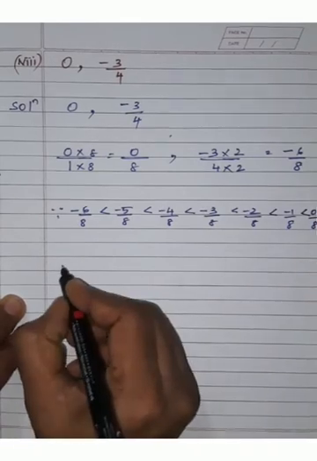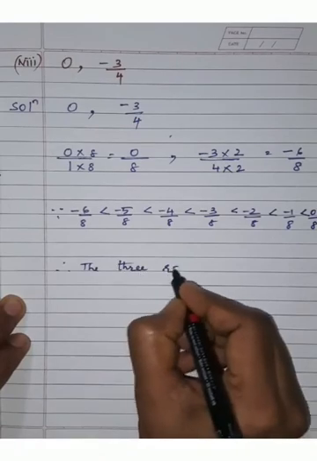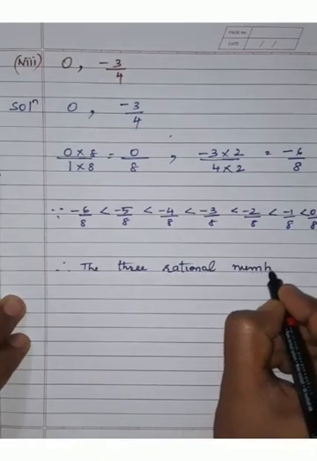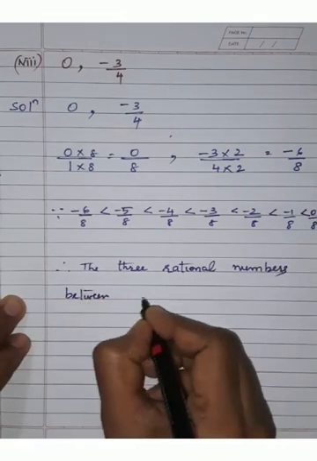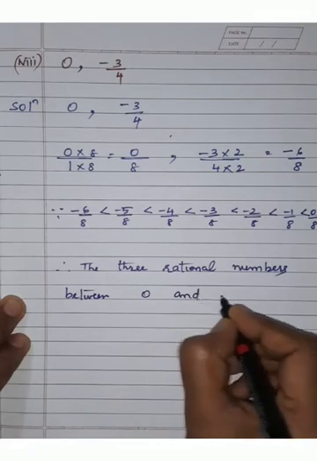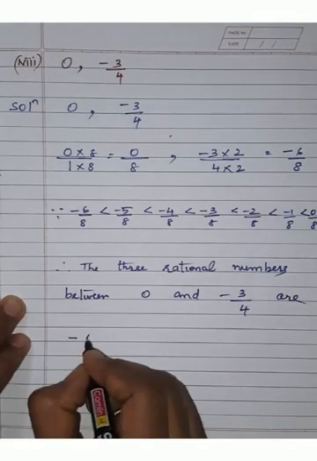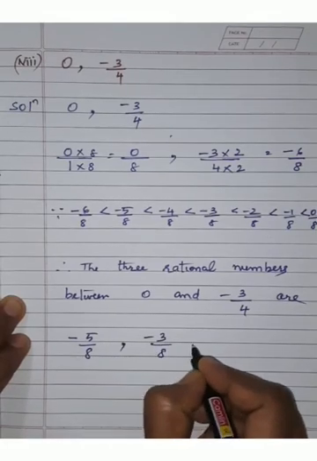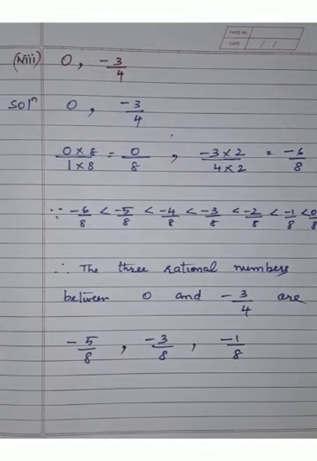Okay, so therefore the three rational numbers between 0 and minus 3 by 4 are minus 5 by 8, minus 3 by 8, comma, minus 1 by 8. Is that clear?